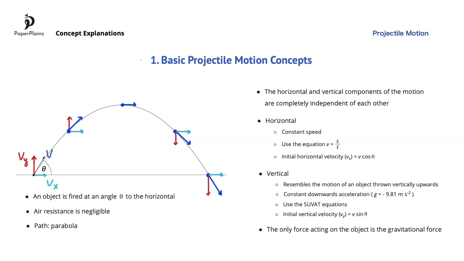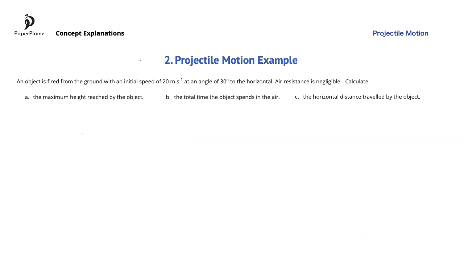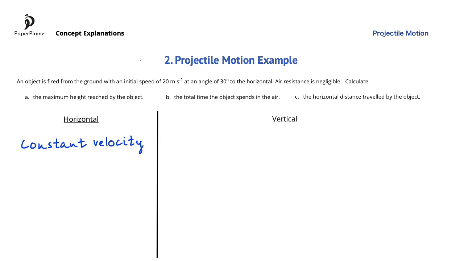Let's move on to an example. We will examine the horizontal and the vertical motion of the object separately. Splitting the motion into these two components is usually a logical first step when working with projectile motion. Horizontally, the object moves at constant velocity, and vertically it has constant acceleration, the gravitational acceleration.